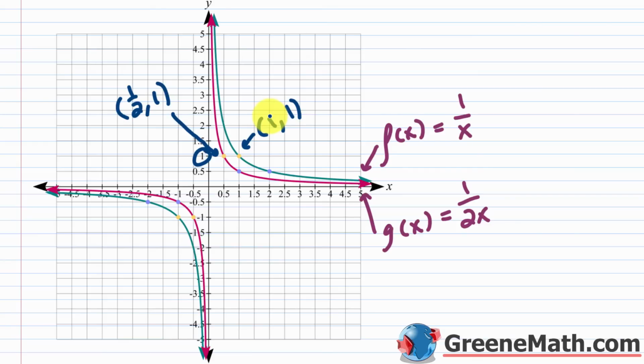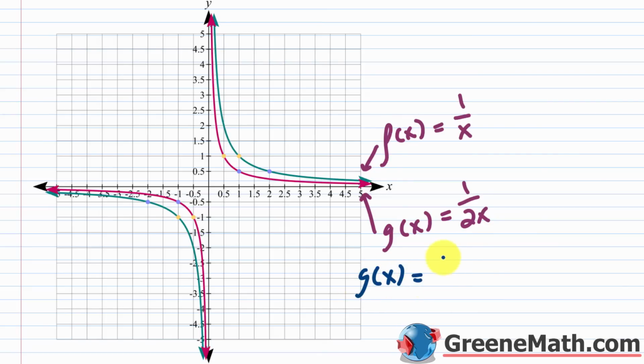Now, another way to think about this, let me erase all this. You could have really written this g of x as being equal to 1/2 times f of x, because that would really be 1/2 times 1 over x. Let me write that out.